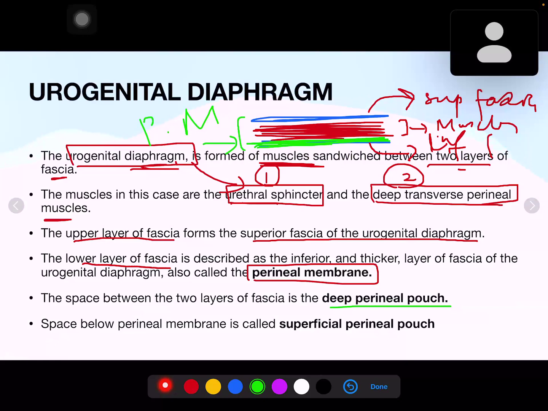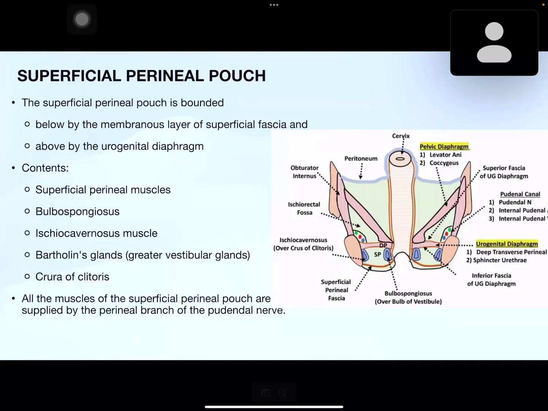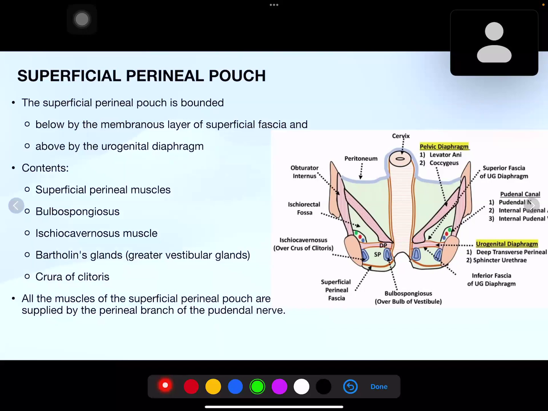The space below the perineal membrane, the green being the perineal membrane, is called the superficial pouch. I'll discuss it in the diagram. This is a very, very important diagram. This structure, which I had drawn previously, the whole structure is the urogenital diaphragm. It includes two muscles, deep transverse perineal and sphincter urethrae. Upward would be the superior fascia of this diaphragm, and below, the inferior layer would be the inferior fascia of this diaphragm.